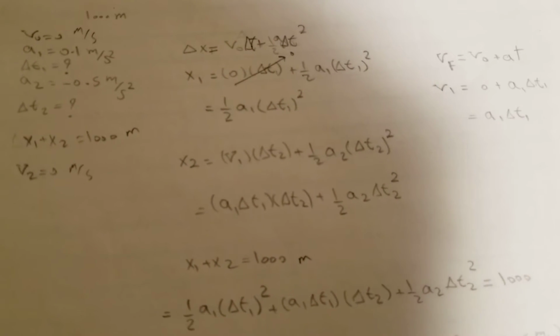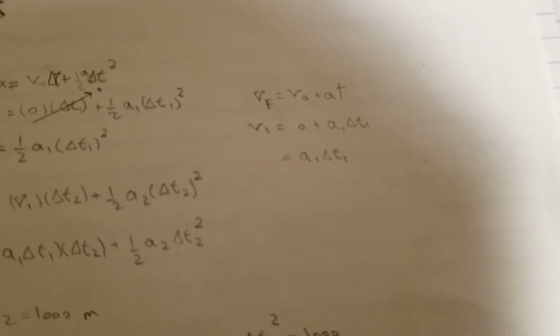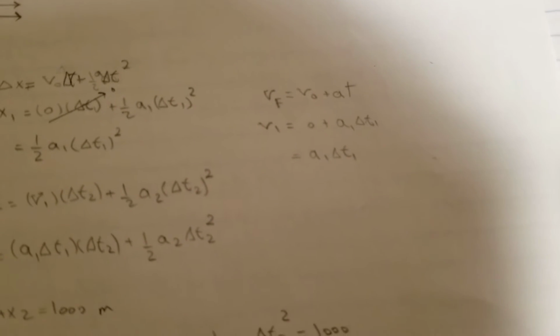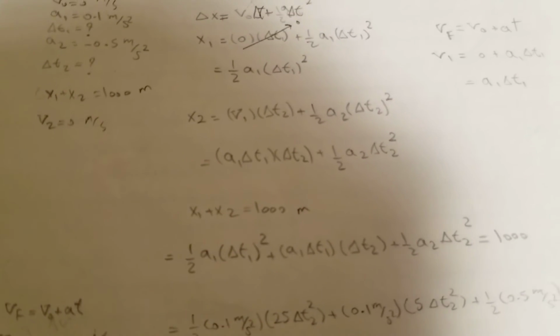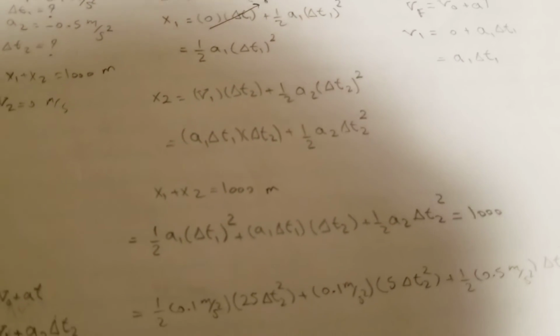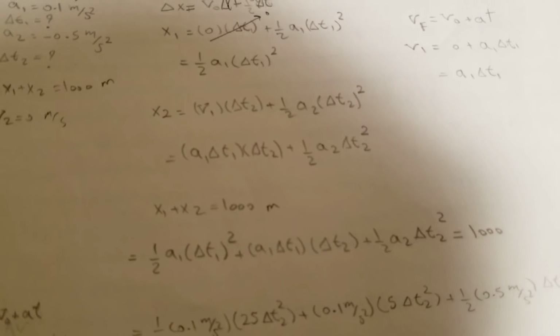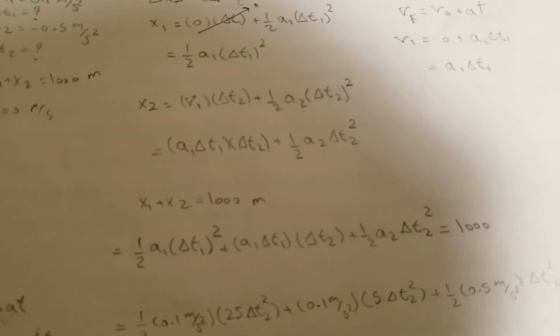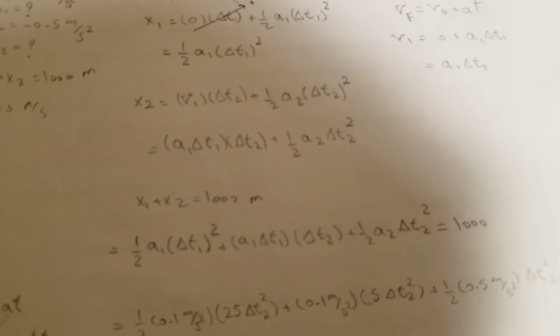Now we have to calculate v1. So the formula for v final is equal to v initial plus at. Here our v initial is 0, our a is a1 and t is delta t1. So our v1 is equal to a1 times delta t1, and we substitute that for v1 in this formula, and we get x2 is equal to a1 times delta t1 times delta t2 plus 1/2 of a2 times delta t2 squared.